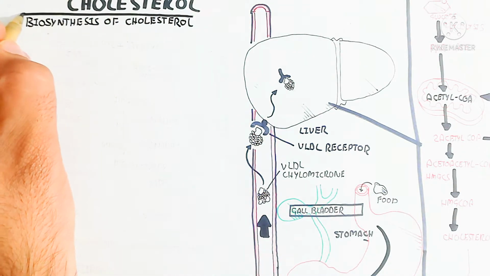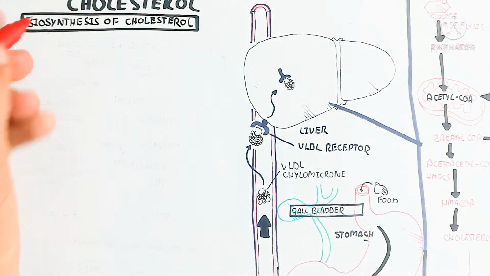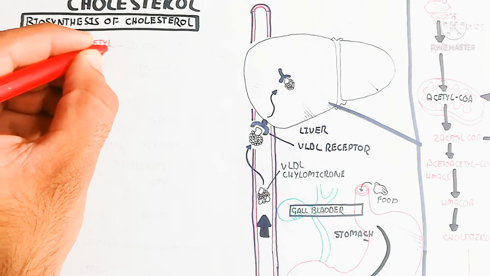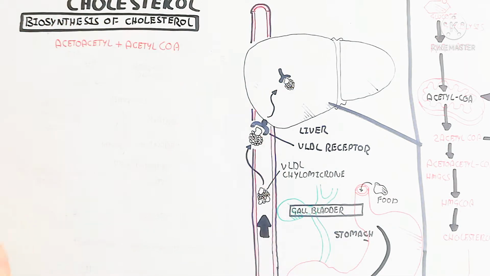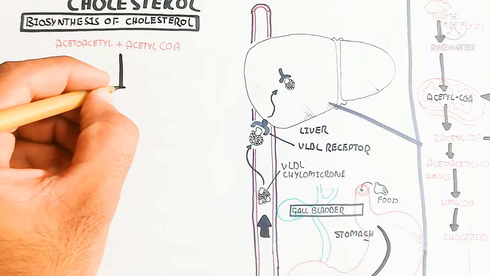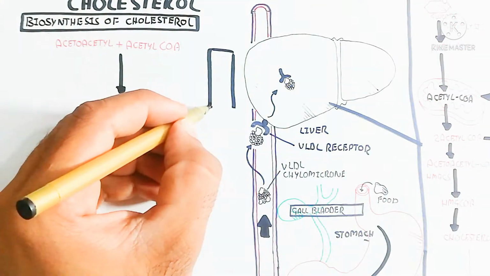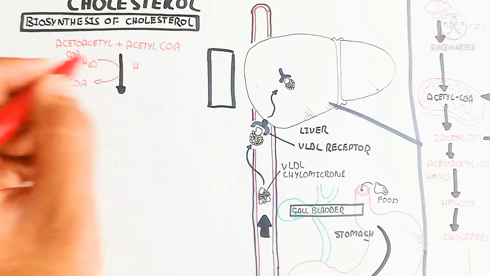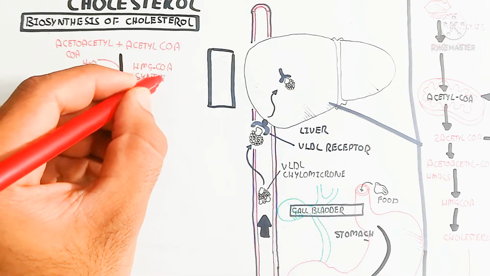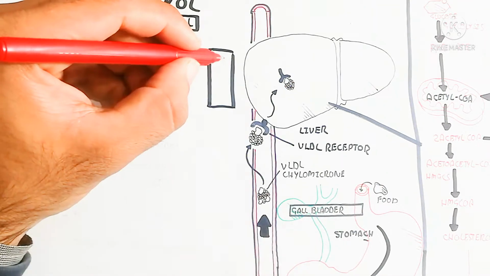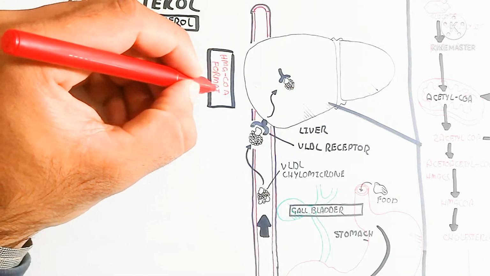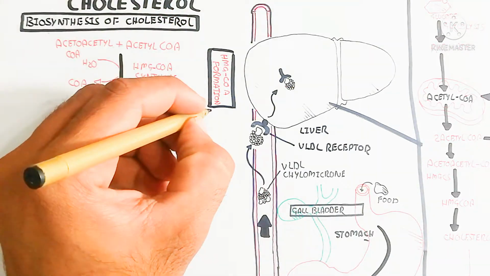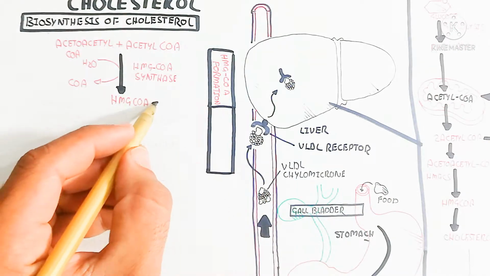So here is the cholesterol biosynthesis we will discuss now. Acetoacetyl CoA forms with acetyl CoA to form HMG CoA by the HMG CoA synthase enzyme, and water is added and coenzyme A is released, and in this way HMG CoA formation occurs.